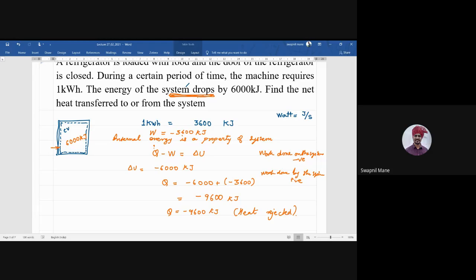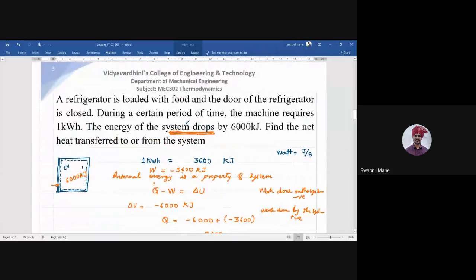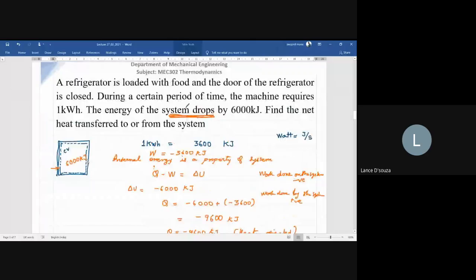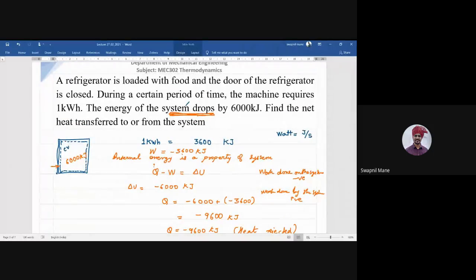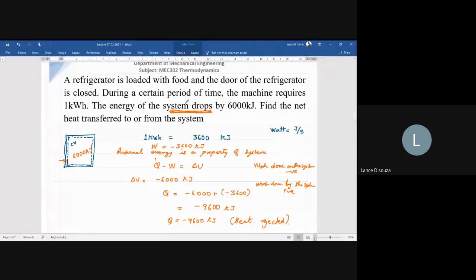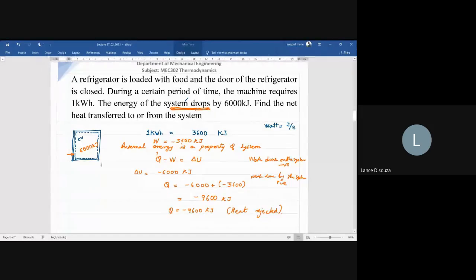Such kinds of questions can come in question number 1, the compulsory question for 5 marks. It is just application of the formula, calculation, and finding the results. That's it. Is it okay? Is this question okay for you? Yes, sir. For everyone?